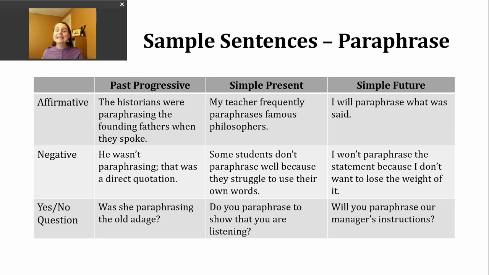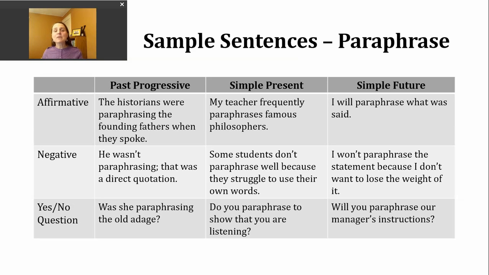If I want to make a negative sentence in the past progressive, I'm going to insert not after my be verb. You might hear native speakers use the contraction weren't or wasn't. Here's another example sentence. He wasn't paraphrasing. That was a direct quotation. Okay? So what this is suggesting is that someone was not using their own words. They were providing the exact words that someone else wrote or spoke.